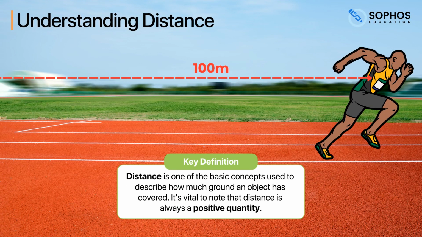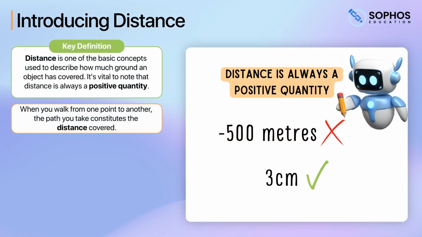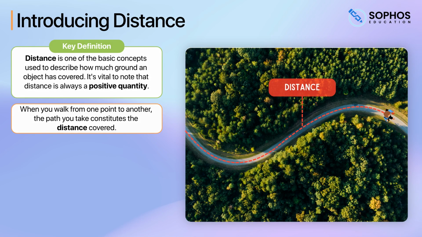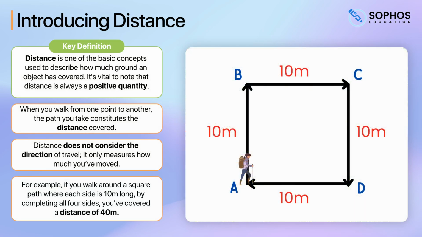Distance is one of the basic concepts used to describe how much ground an object has covered. It's vital to note that distance is always a positive quantity. When you walk from one point to another, the path you take constitutes the distance covered. Distance does not consider the direction of travel. It only measures how much you've moved. For example, if you walk around a square path where each side is 10 meters long, by completing all 4 sides, you've covered a distance of 40 meters.